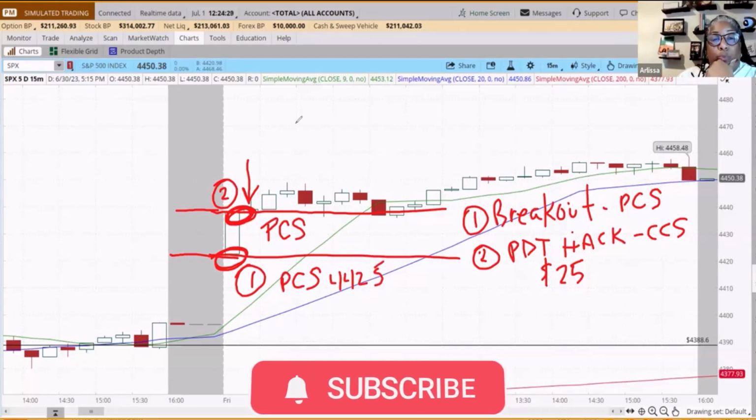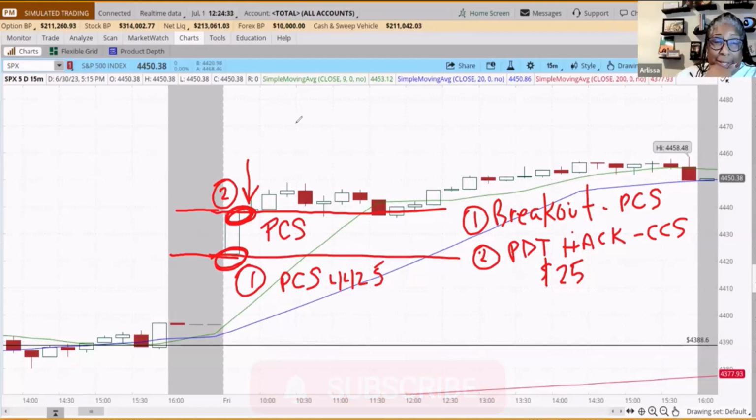The only way you really would do this breakout as a seller is you're going to need to do the PDT hack unless you got over 25,000, because if you're only trying to catch a little bit of a quote unquote pop, then you need to plan to put on the PDT hack. I would say you're going to get better premiums up here at the top of the breakout candle.